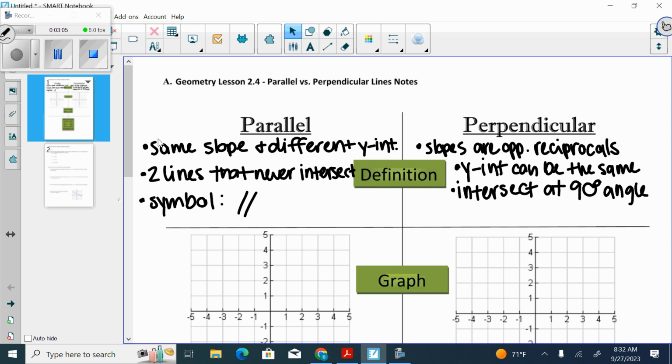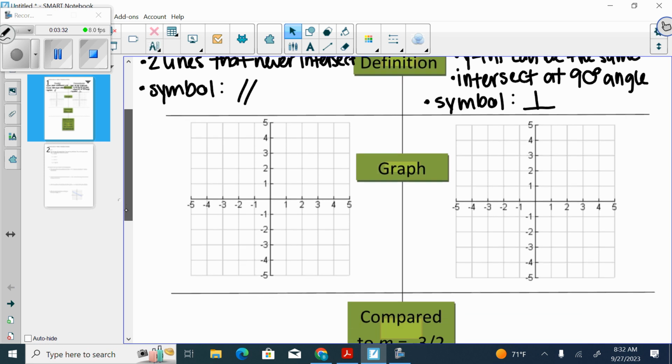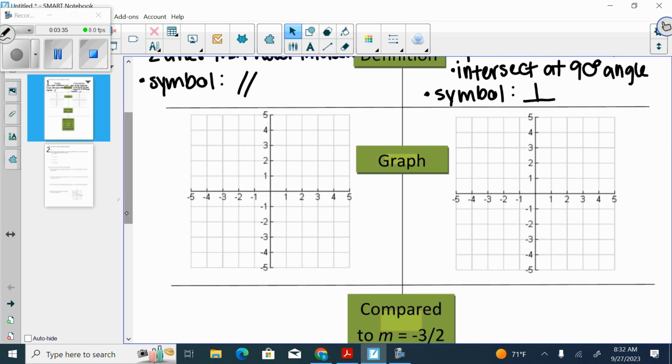And then lastly, our symbol or our notation for perpendicular. It's like an upside down capital T. Okay, so now we've kind of refreshed our memory on what those mean, what it is we're looking for. Now they want us to graph a set of parallel lines here and a set of perpendicular lines on that second graph. All right, so let's say our original function is y equals 1/2 x plus 2.